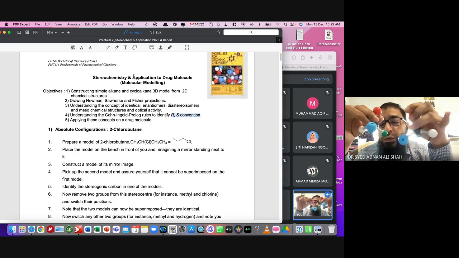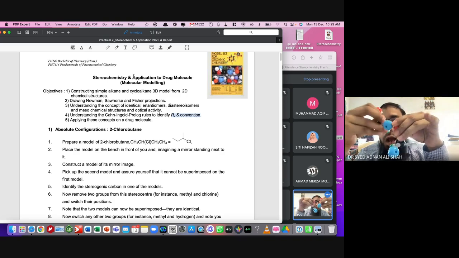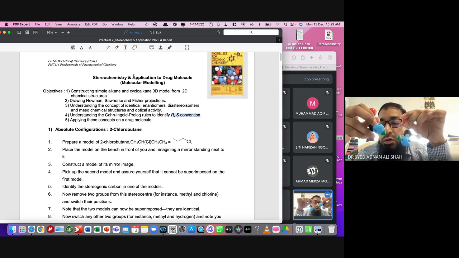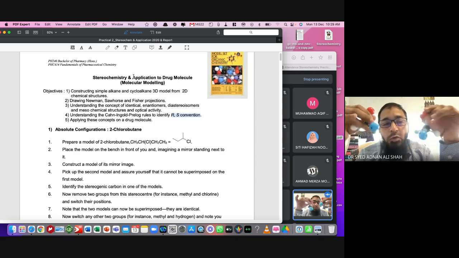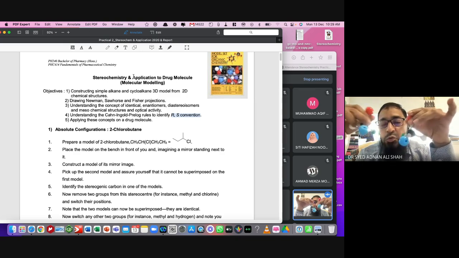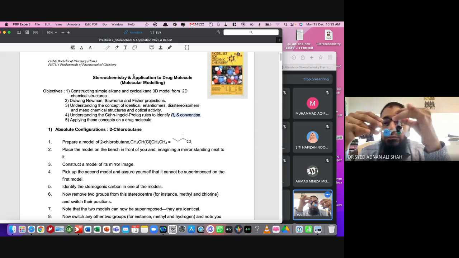In order to change the configuration, we have to break the bond, right? In order to convert one enantiomer into the second one, we have to break the bond. This is called the configuration of a molecule, right? In order to change the configuration, we have to break the bond and change one molecule into another one. So if there are two enantiomers, both enantiomers should have different configuration, right?